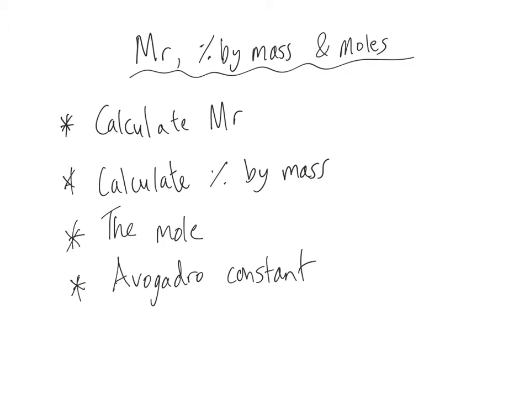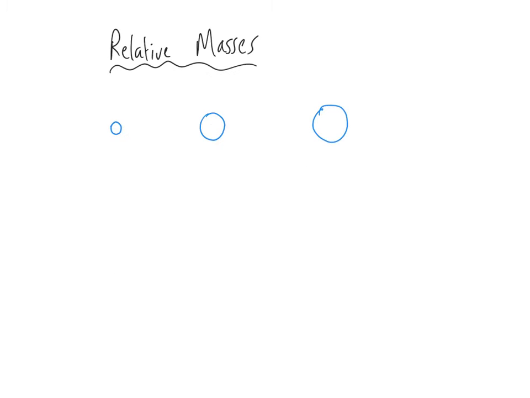Hello and welcome to this next video about quantitative chemistry, so that's all the calculations part of chemistry. In this video we will be considering how we calculate the relative formula mass of a particular substance, that's the MR, how we calculate the percentage by mass of different substances. We'll explore the concept of the mole, not the animal, and we'll look at Avogadro's constant.